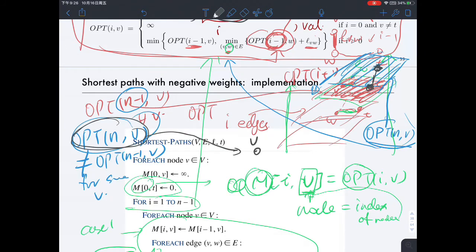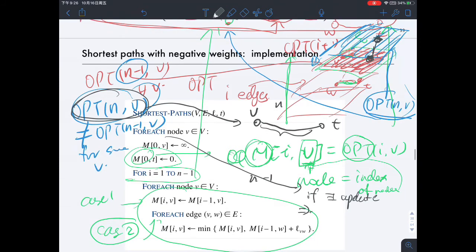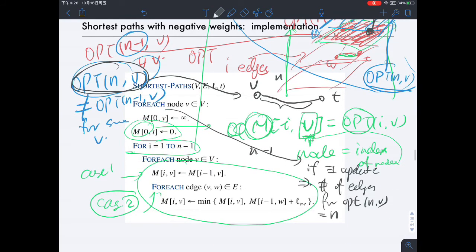Then we realize that if I want to travel from v to t, using n edges is going to be different from using n minus 1 edges. So the only case that's going to happen is that it has exactly n edges, right? This is a high level argument. If there is an update, that implies that the number of edges for the optimum solution of OPT(n, v) is exactly n. This also implies the shortest path we have found is not simple.